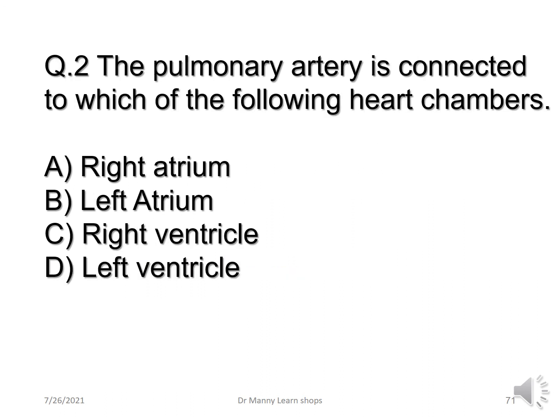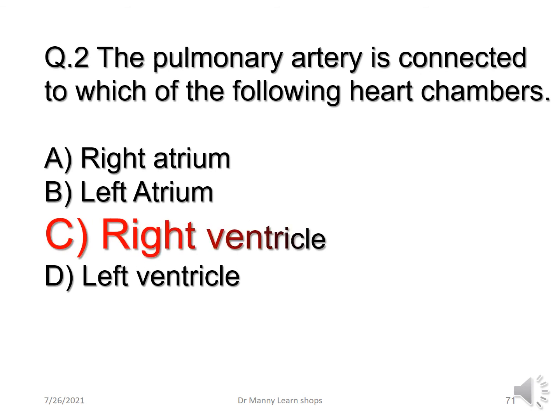Question 2. The pulmonary artery catheter is connected to which of the following heart chambers? Right atrium, left ventricle, left ventricle. The correct answer is the right ventricle.